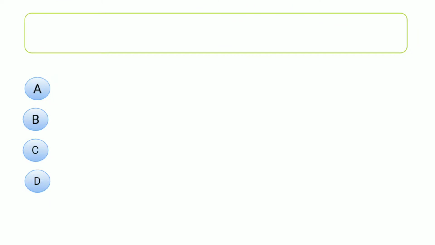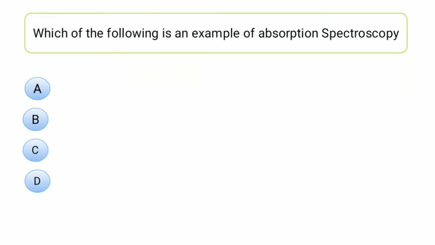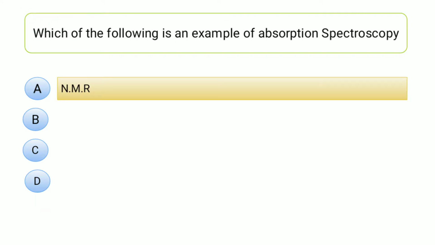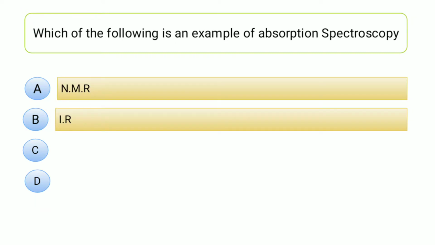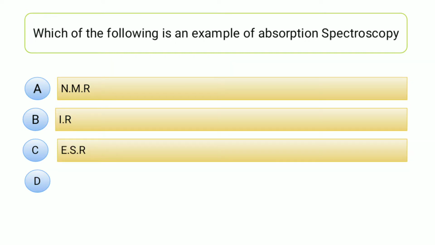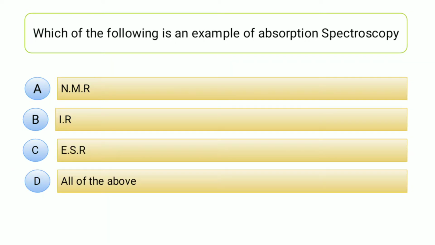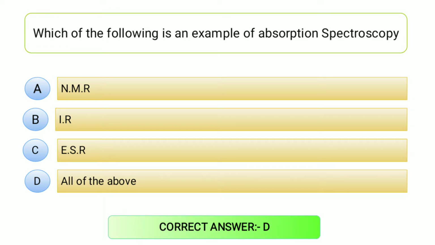The first question is, which of the following is an example of absorption spectroscopy? The options are A. NMR, B. IR, C. ESR and D. all of the above. So students, the correct answer of this question is option D, that is all of the above. UV visible, IR, NMR, ESR, these all are examples of absorption spectroscopy, whereas fluorometry and phosphometry are examples of emission spectroscopy, right?